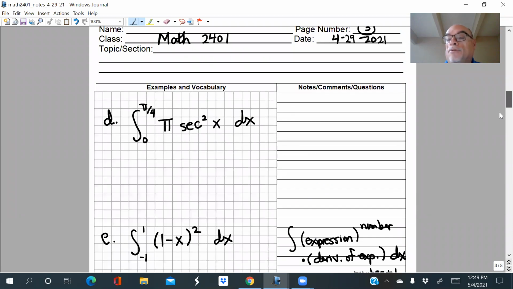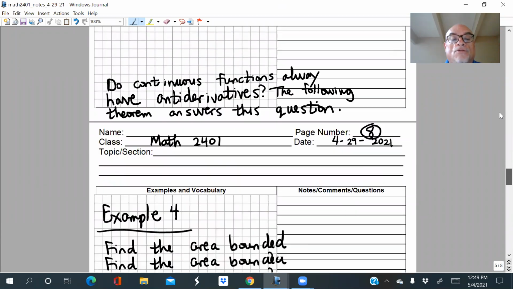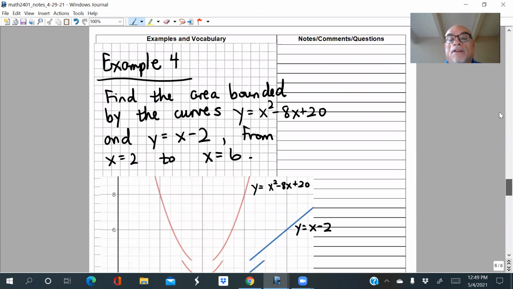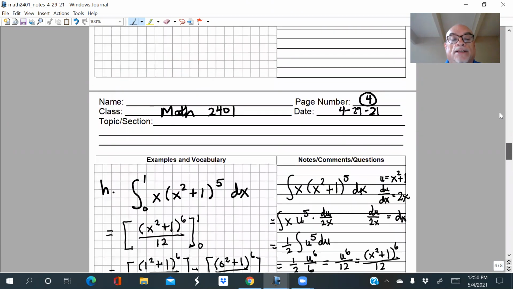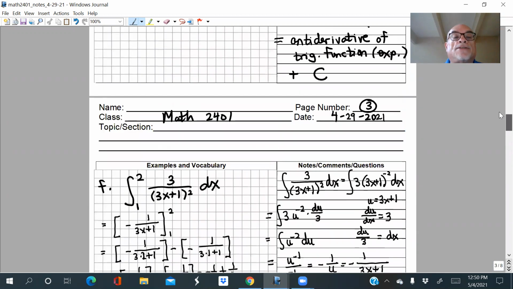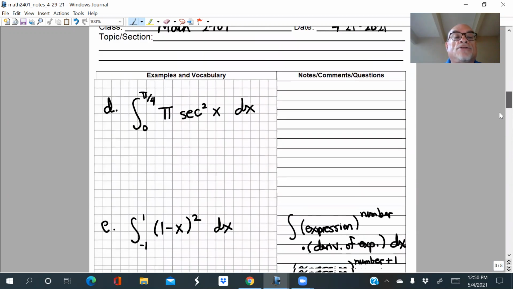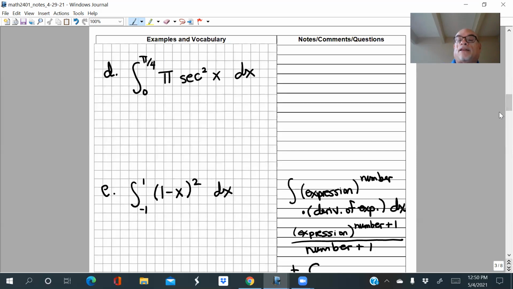This last example, whoops, it's in the notes. Just ignore that one, example 4, that I don't have solved. Don't pay attention to that. Okay. All right, so let's look at these last two here, D and E. I think we have time to finish these before 1:15.